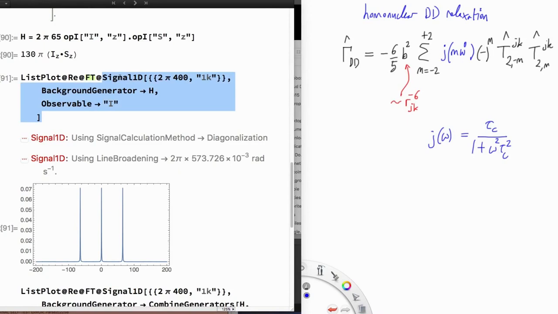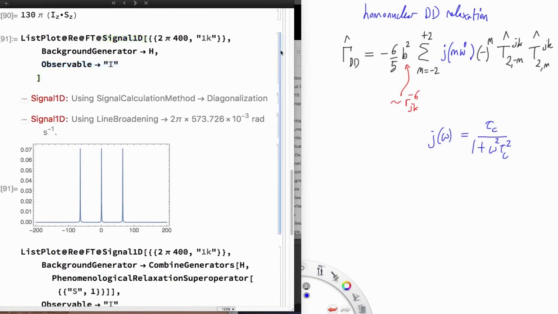It's important in these simulations, using signal 1D, to indicate which spin in this heteronuclear system is being observed. By default, it would observe all spins in the system at the same time. SpinDynamica doesn't know that you really mean to only observe one of them, because it's a heteronuclear system. So you have to tell it by specifying the observable.